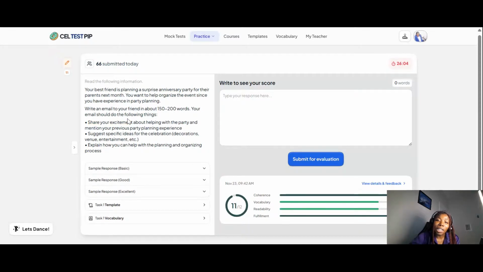This is an email to your friend. The first thing you do is address your friend, so you are going to use the name. Hi Chelsea, how are you doing? And you would share your excitement. The first bullet point says share your excitement about helping with the party and mention your previous party planning experience. You just say you're excited, and I'm thrilled when they say excited. I said it in one of my videos, I think when we were doing CELPIP speaking.